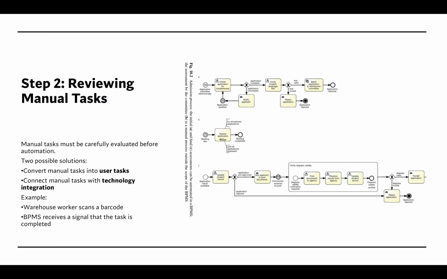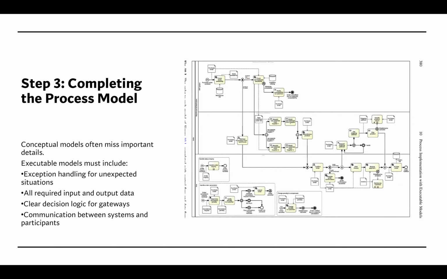So, step 3, completing the process model. Conceptual process models often miss important details. To create an executable model, additional information must be included. For example, the model must handle exceptions such as unexpected problems. It must also define input and output data, as well as clear decision logic for gateways. Finally, communication between system and participants must be clearly defined. Adding these details allows the process to run smoothly in the BPMS.